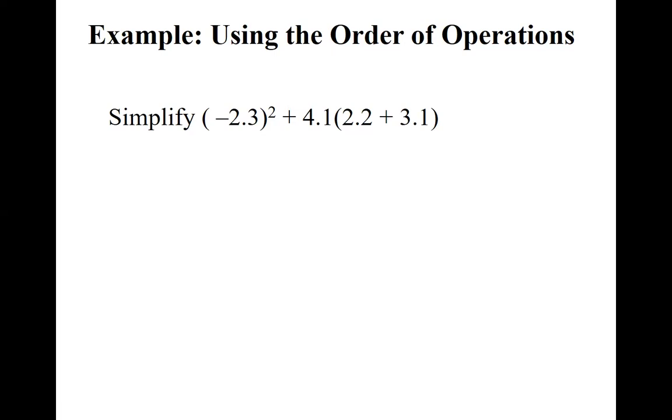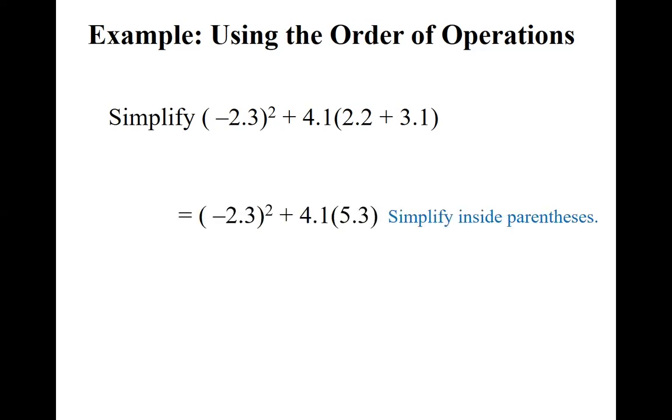Let's simplify. In parentheses, negative 2.3, and that's squared, plus 4.1 times, in parentheses, 2.2 plus 3.1. Let's simplify inside the parentheses first. 2.2 plus 3.1 is 5.3. Then take care of the exponent. Negative 2.3 with parentheses squared is negative 2.3 times negative 2.3. That would be positive 5.29.